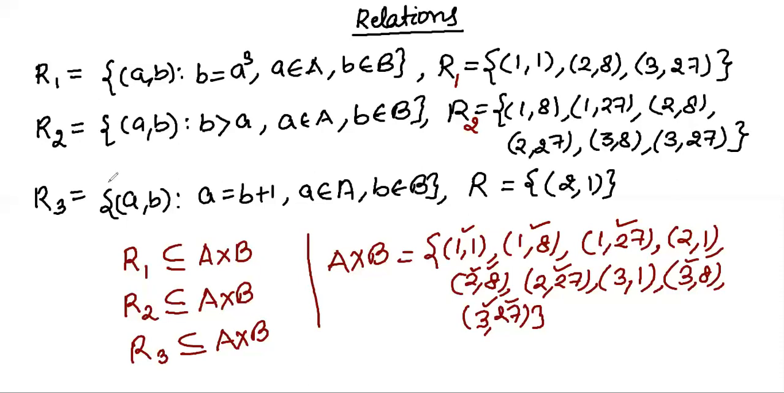Then similarly, the R3 element 2, 1 is also from A cross B. So we can write R3 is a subset of A cross B. So from these examples, we can create a conclusion that a relation will always be a subset of the Cartesian product of two sets. So this is the basic definition of a relation.